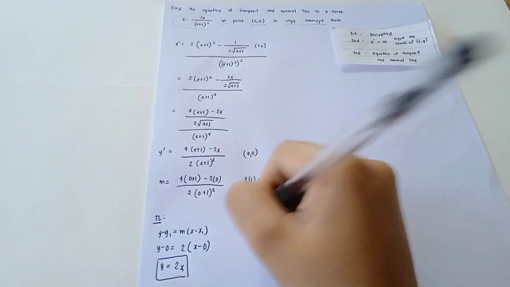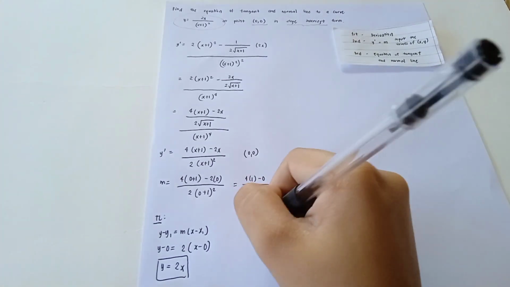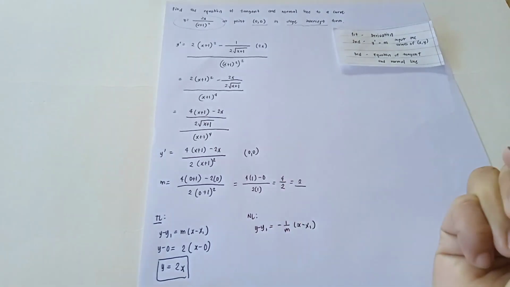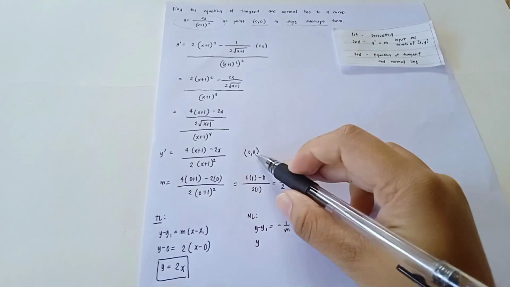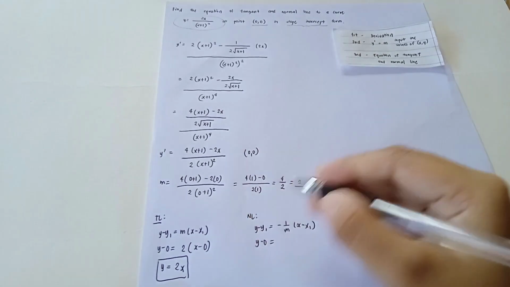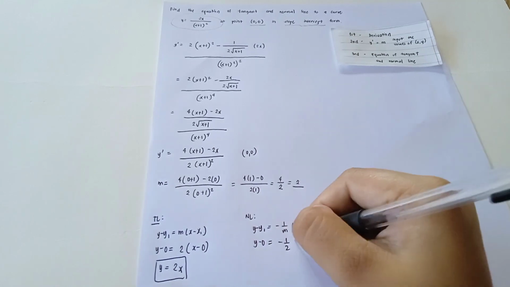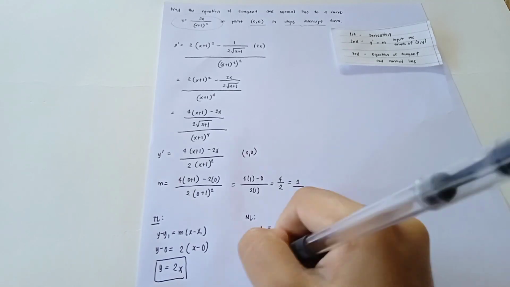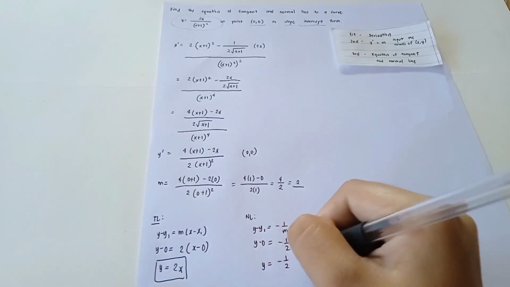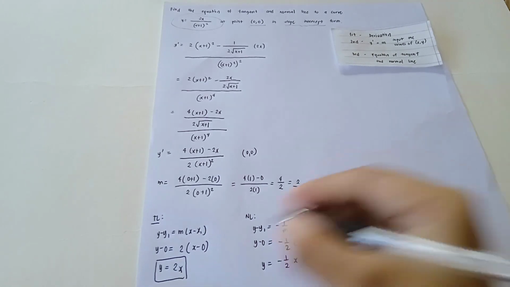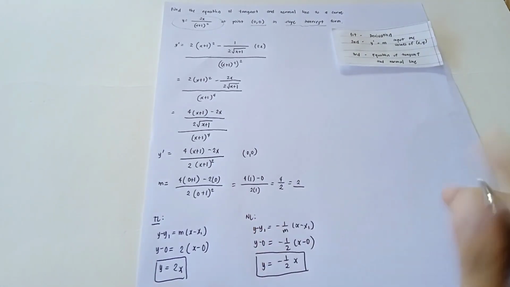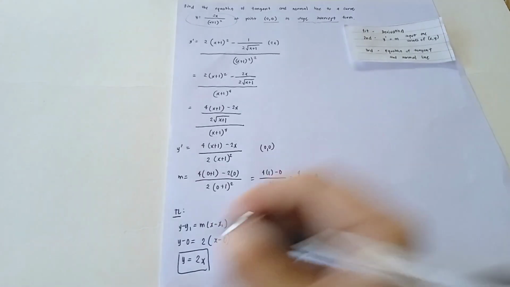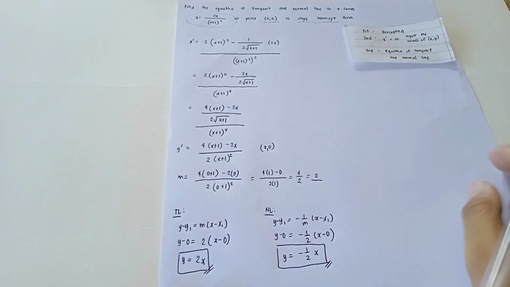Now for our normal line, y minus y sub 1 is equal to the negative reciprocal of our slope times x minus x sub 1. y minus y sub 1, 0. Our negative reciprocal of our slope is negative 1/2, times x minus 0. Since again it is already in slope-intercept form, it is in simplest form, so that would be it. This is our tangent line and our normal line.